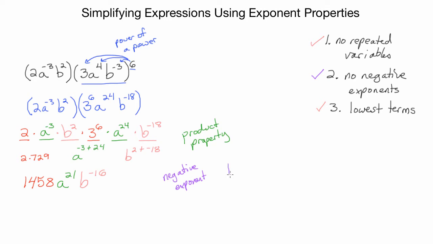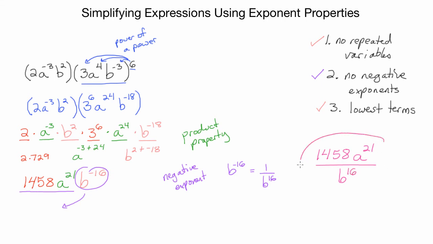and realize that b to the negative 16th, well, that turns into 1, it's division by b to the positive 16th. So I can rewrite this whole thing then, if I had a fraction bar, this b to the negative 16th needs to come down on the bottom. So my final answer is I still have 1,458. My a to the 21st power is still on top, but now instead of multiplying by b to the negative 16th, it's dividing by b to the positive 16th power.